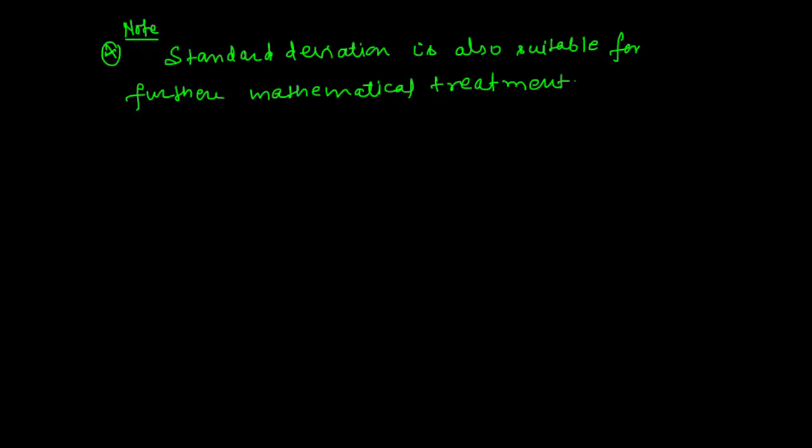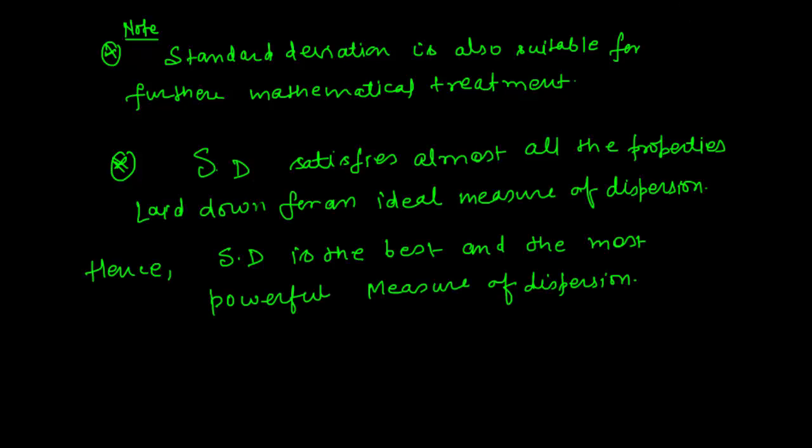I am writing in a second note that standard deviation satisfies almost all the properties laid down for an ideal measure of dispersion. So we can say standard deviation is the best and the most powerful measure of dispersion. So here I have written that standard deviation satisfies almost all the properties laid down for an ideal measure of dispersion, and it is the best and the most powerful measure of dispersion.